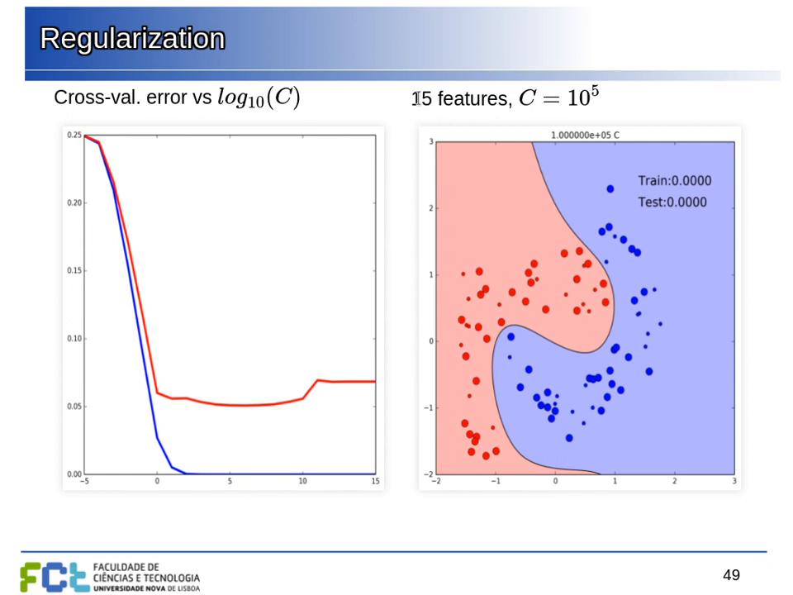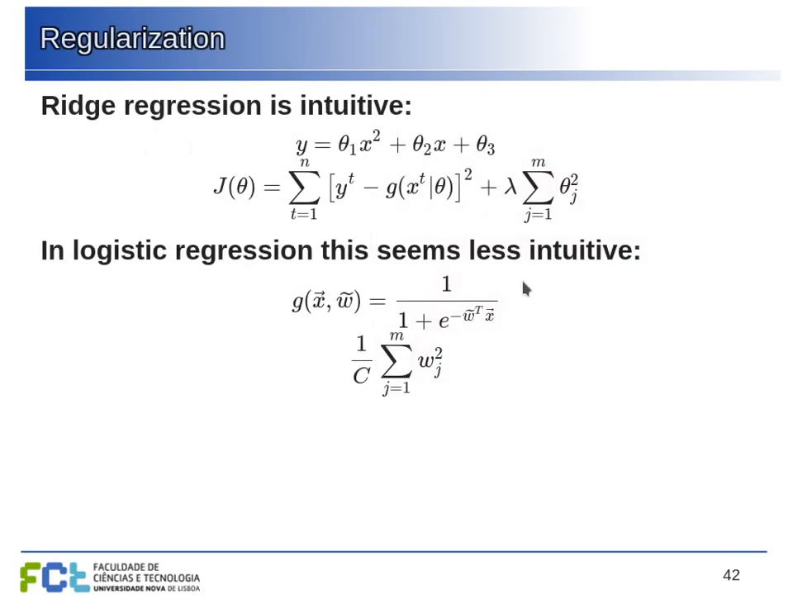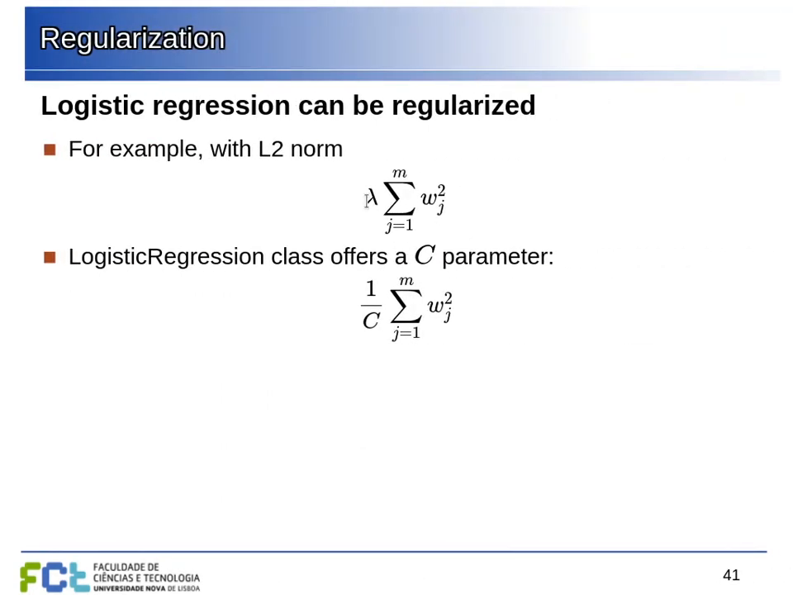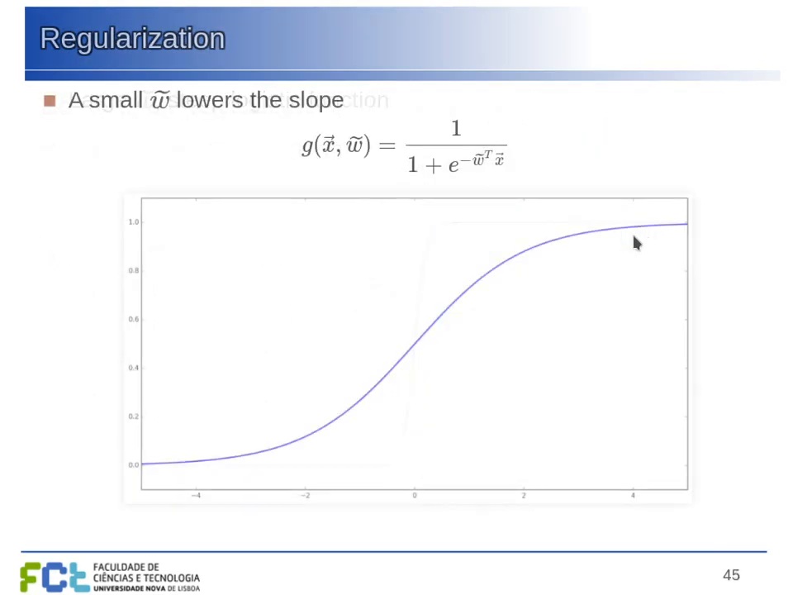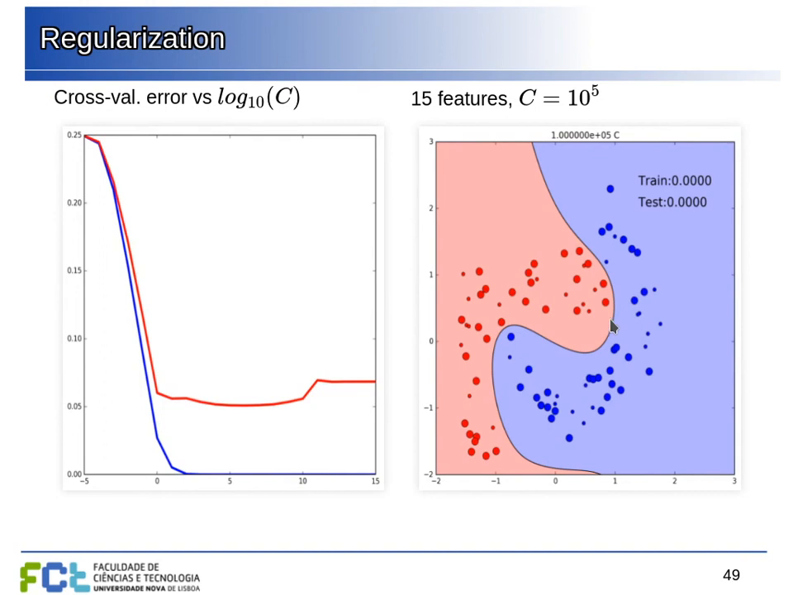So now we can experiment with 15 features, but using a C of 10 raised to the 5, so 100,000. This gives us 1 over 100,000 for the weight of the regularization term, so this lambda here. So this would be a small addition of regularization, but it's enough to make the line a bit more stiff and give us a better performance. So in this case, it even happens to have a 0 test error.